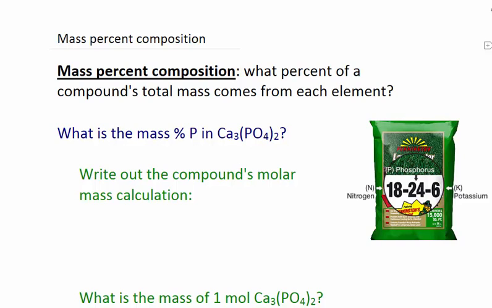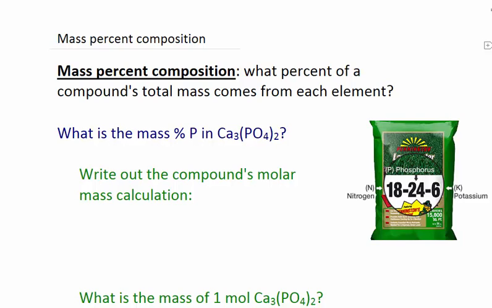We have one page left from Chapter 6. It's just one separate type of calculation that we can do. It's called mass percent composition, and it answers the question about what percent of a compound's total mass would come from each individual element. So it's a question that can be set up without any numbers, right?